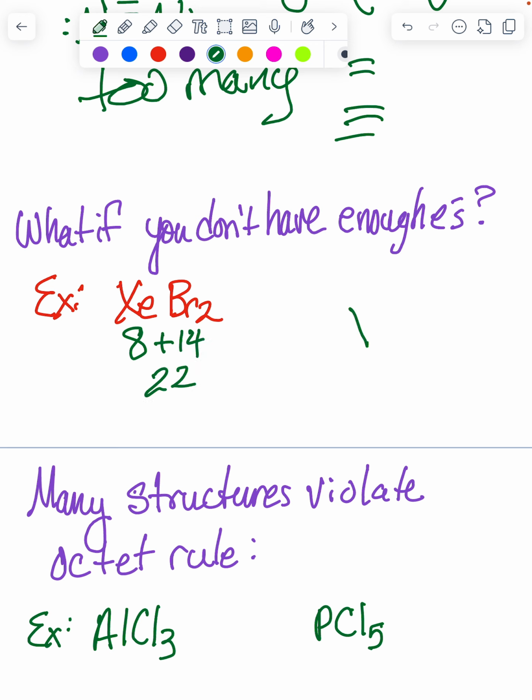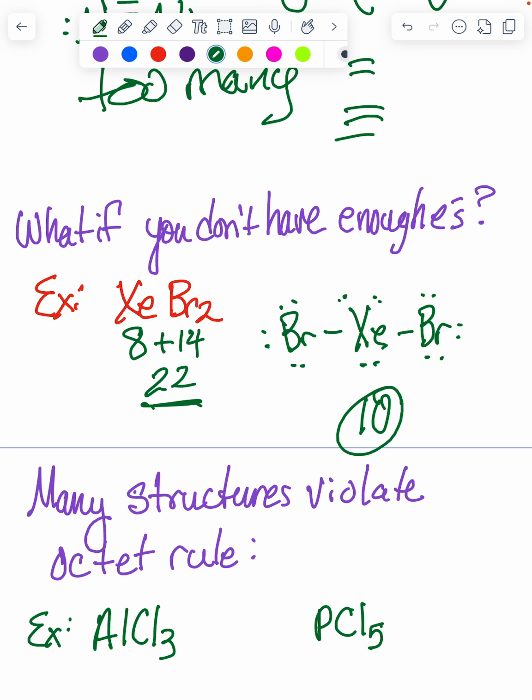So Xe goes in the middle. Some of our noble gases actually do something. And when you give everybody their dots, you're going to get 20, okay? But we just said we need 22. So if you don't have enough, add a pair to the middle element. Now you have 22. So yes, this violates the octet rule. Notice Xe has 10 electrons around it, not 8.